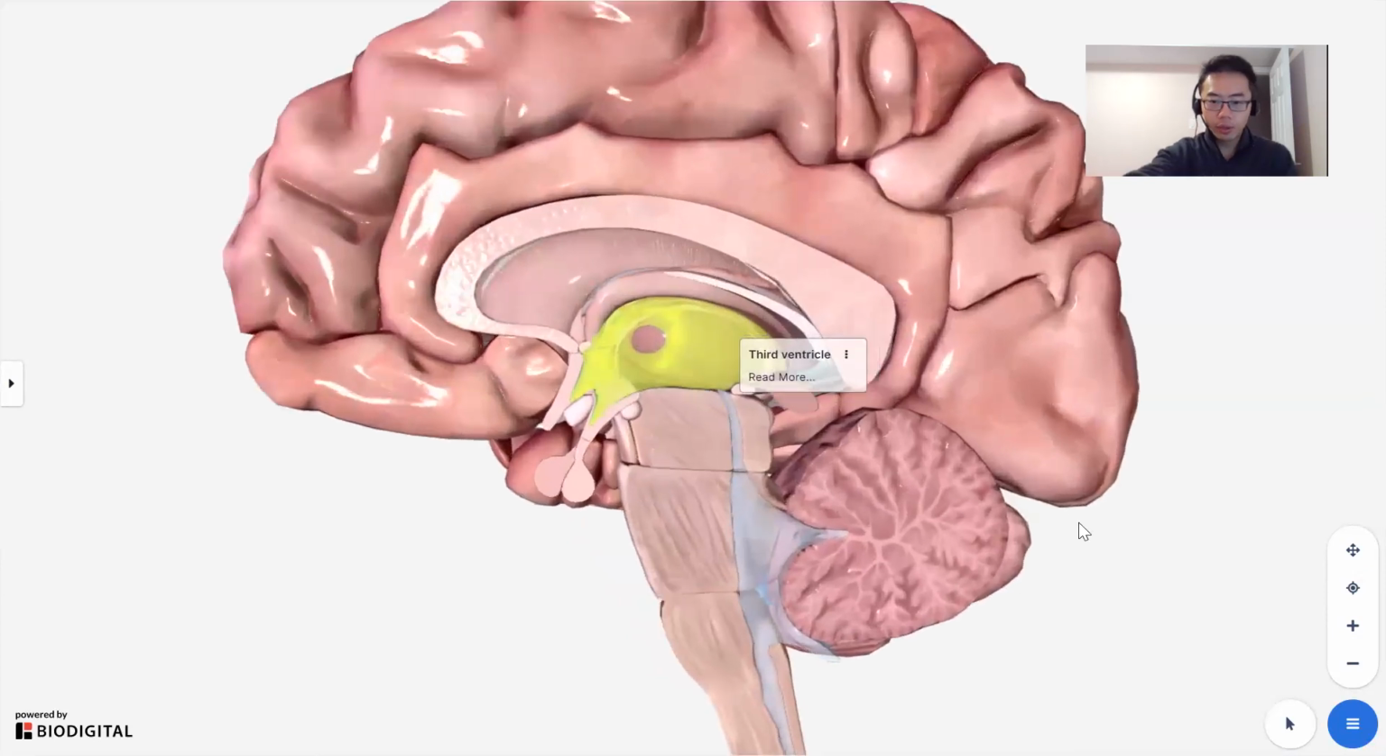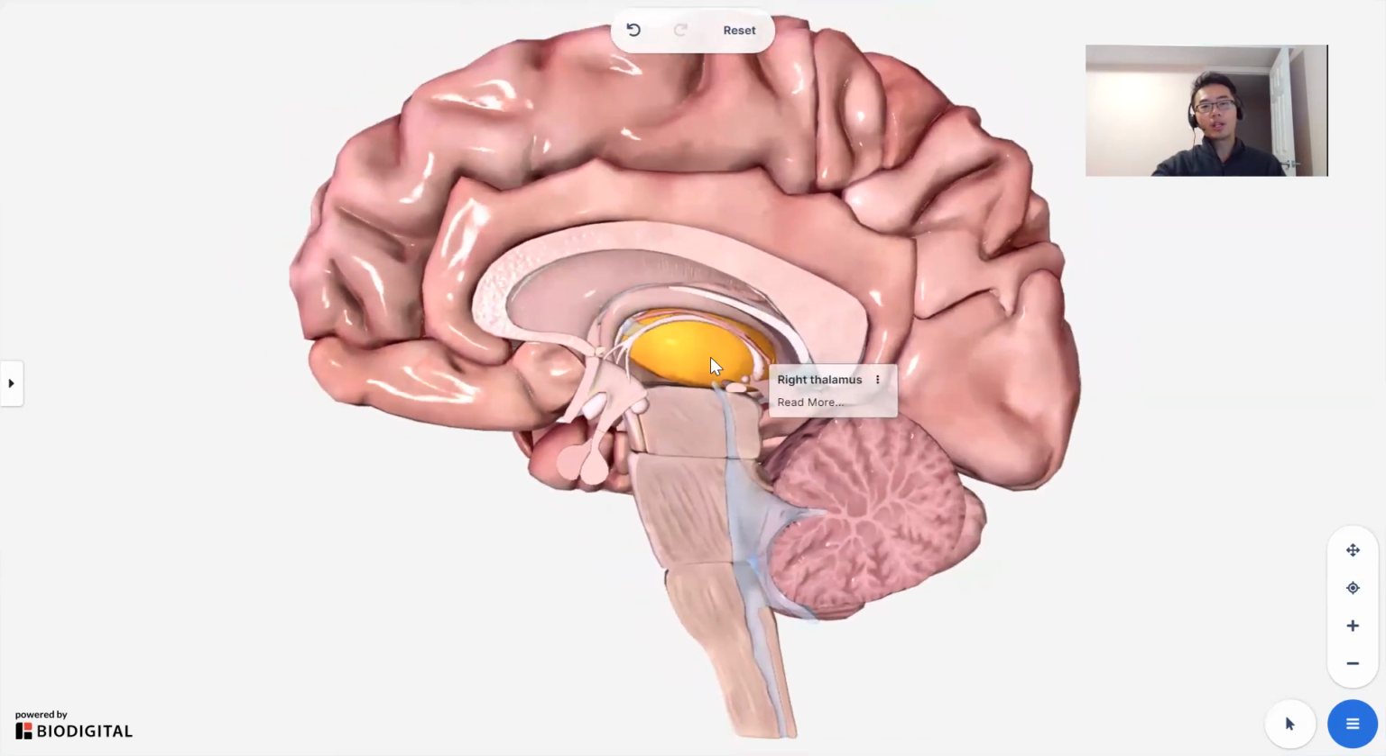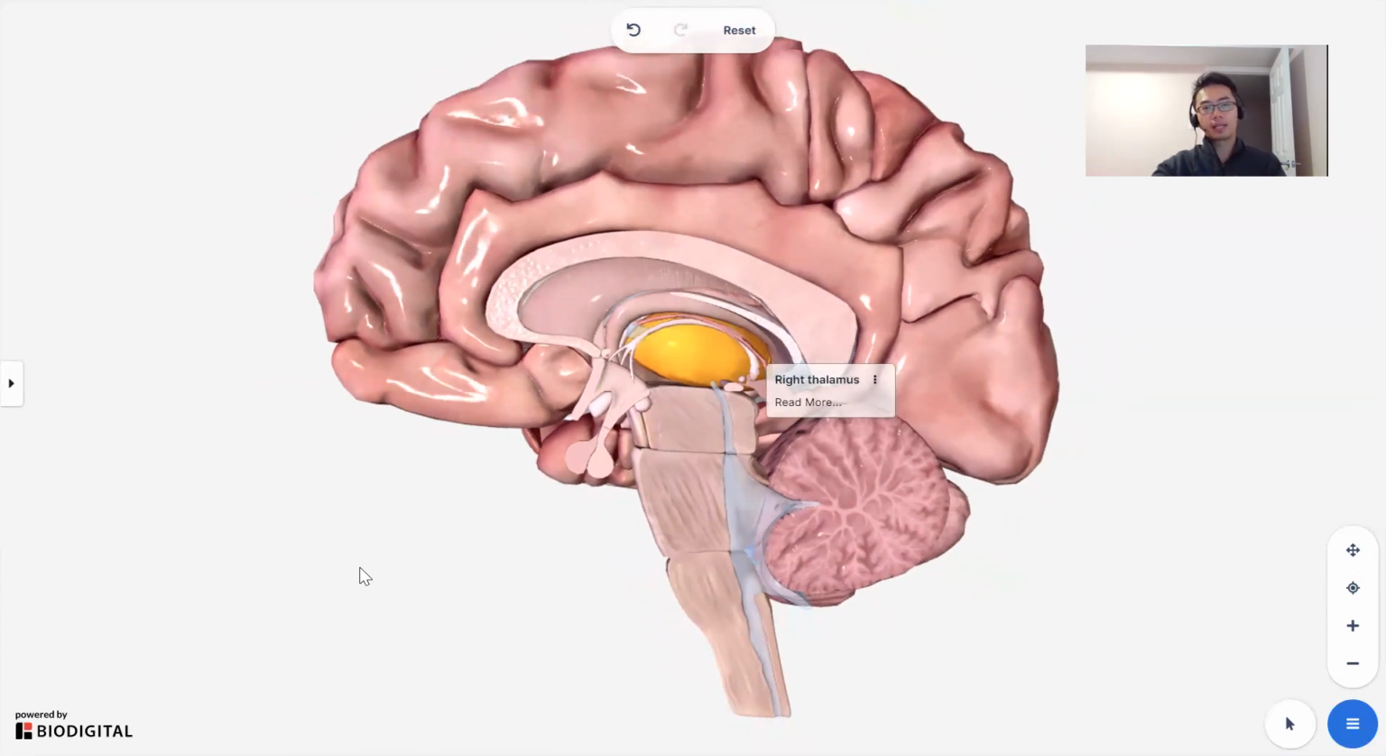This is the third ventricle. If I delete the third ventricle, you will see that this is the right thalamus. The thalamus is gray matter, and it is like a sorting and filtering center of the brain. All the sensory information goes through the thalamus before it gets projected to different parts of the brain, except for smell. Your nose is right here, and the temporal lobe is responsible for processing smell, so it goes directly to the temporal lobe without passing through the thalamus. Everything else passes through the thalamus.